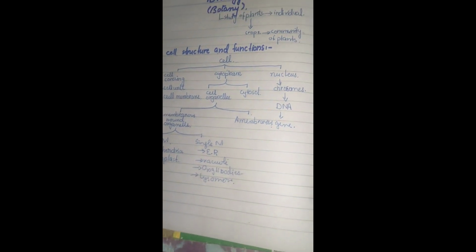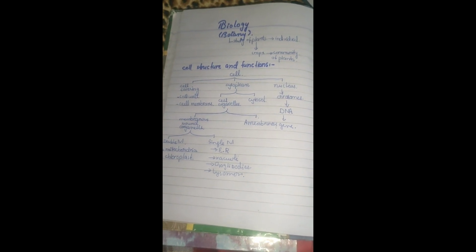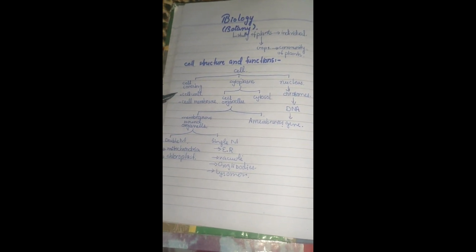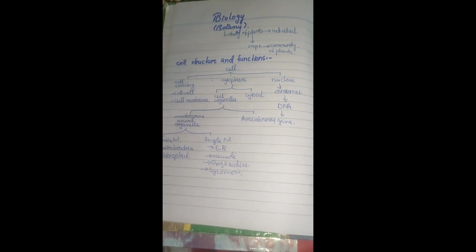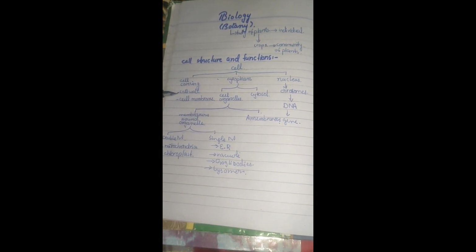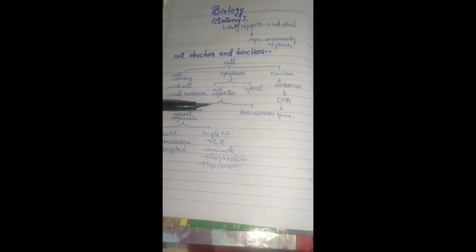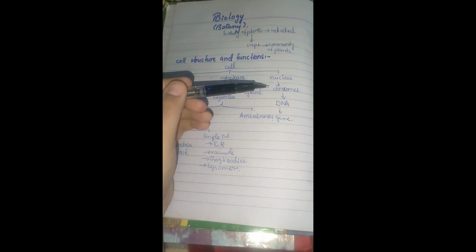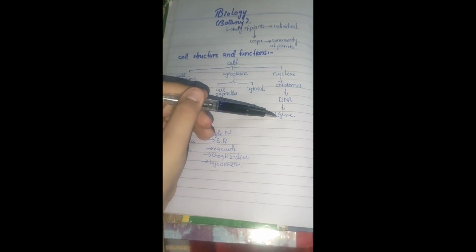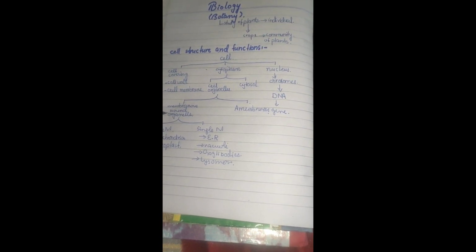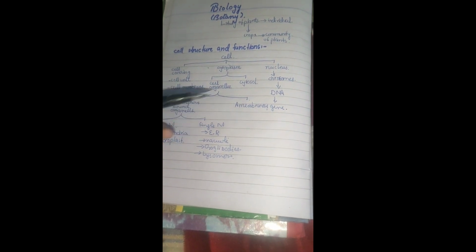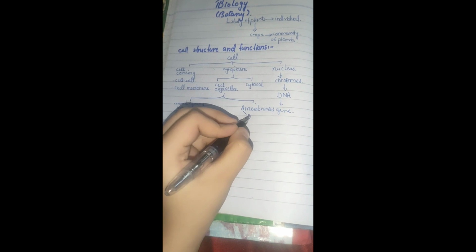Okay, so this is basically the simple structure of the cell. Let me revise this. The cell is divided into three parts: cell covering, cytoplasm, and nucleus. The cell covering includes cell wall and cell membrane, and the cytoplasm includes cell organelles and cytosol, which is the jelly-like substance, while in the nucleus we have chromosomes. In chromosomes we have DNA, and in DNA we have genes. The cell organelles are divided into two parts: membrane bounded organelles and amembranous, where A simply means absence of membrane.